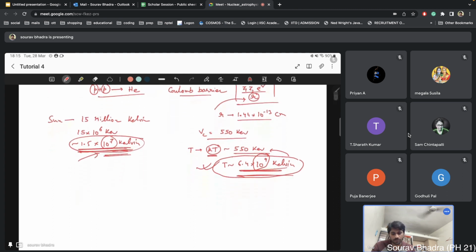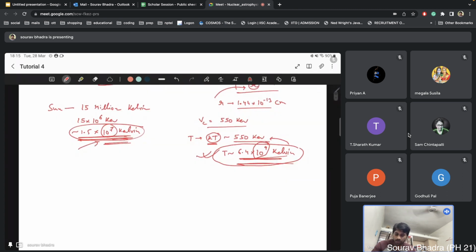Another thing can happen before going to the quantum regime. People have tried to explain it through the classical limit. Suppose I have a Maxwell-Boltzmann distribution at temperature T equals 1.5 times 10 to the power 7 K. So suppose this is the Maxwell-Boltzmann distribution at T equals 1.5 times 10 to the power 7 K. Now, this is the peak of the distribution.